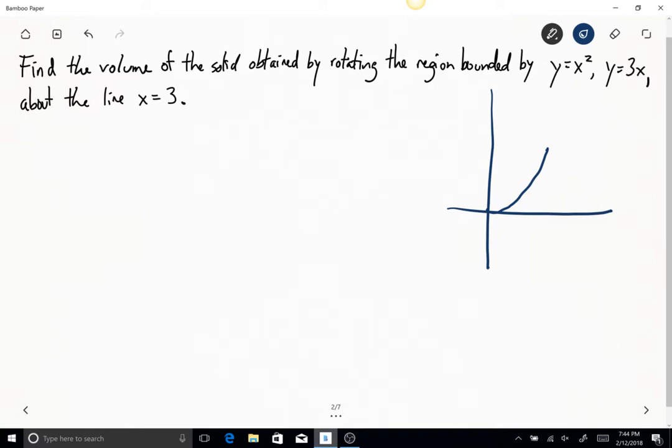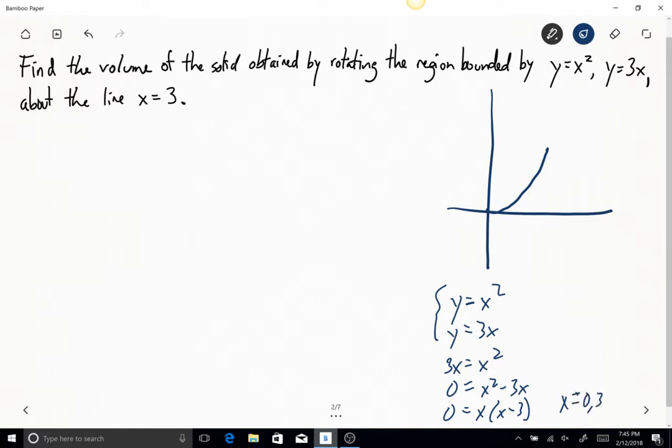Now, trying to determine which is on top and which is on bottom, what we should do first is figure out where they intersect. So y equals x squared and y equals 3x. Let's assume we have a system of equations. You set them equal to each other because we have both of them in terms of y. You get 3x equals x squared, so that means 0 equals x squared minus 3x. And so 0 equals x times x minus 3. And what that tells us is that x equals 0 and 3 are our intersection points. So let's put just 0 and 3.